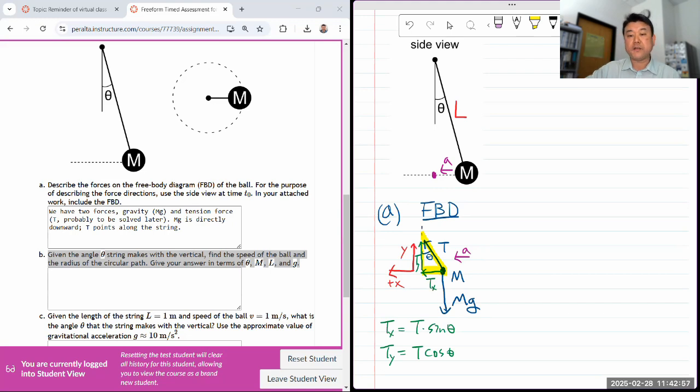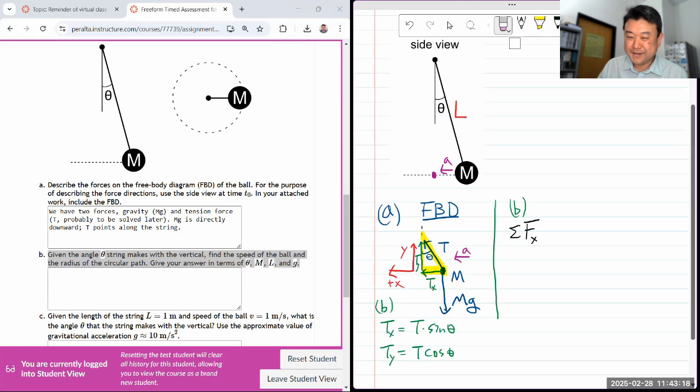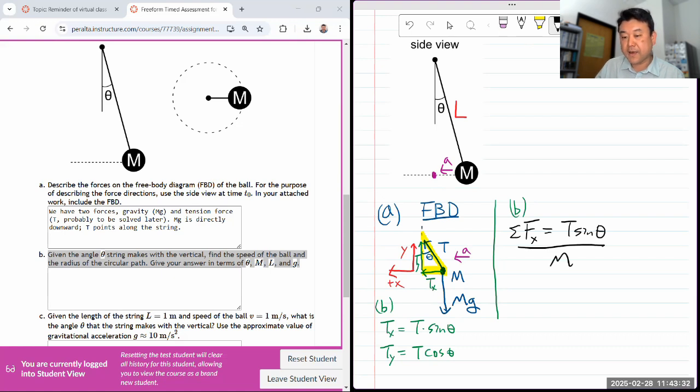Step number 4, write down Newton's second law equations. Oh, by the way, let me label B. And this is also B. So for Newton's second law equations, you're writing down net force in the x direction divided by mass. Let me write the net force first. So the net force is, well, in the x direction, there's only one force, Tx. So you have T sine theta, and this whole thing divided by mass should be acceleration.